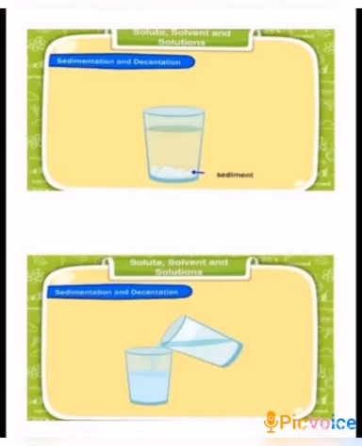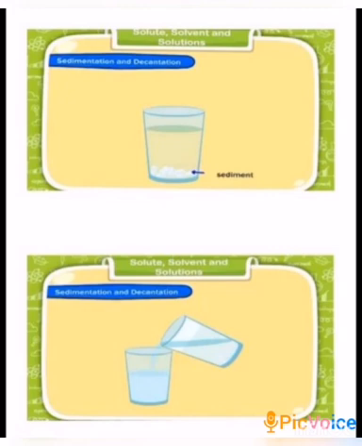Next, sedimentation. During sedimentation, the liquid is left undisturbed for some time. The heavy insoluble solids settle down at the bottom. This process in which the insoluble substances settle down is called sedimentation. Next, decantation. The upper clear liquid is poured into another container without disturbing the insoluble solids. This process is called decantation.